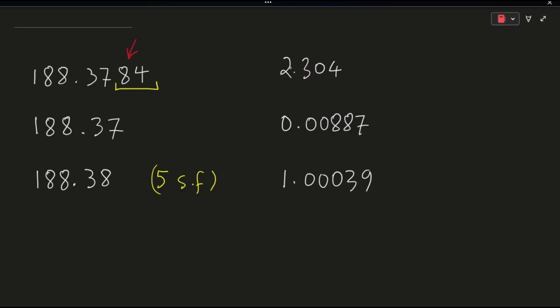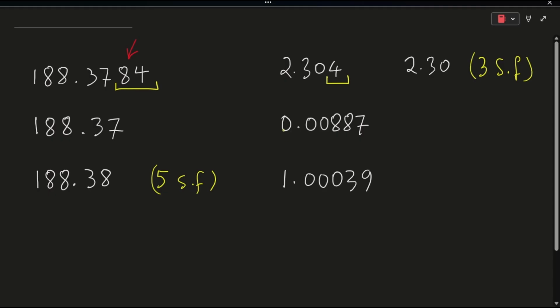Now, what is this figure rounded up to 3 significant figures? Now, 2.304 has 4 significant figures. And so if we are to round up to 3 significant figures, we need to remove this digit. But since the digit is 4, we are going to drop it. And to 3 significant figures, we are going to have 2.30. That is rounded up to 3 significant figures.